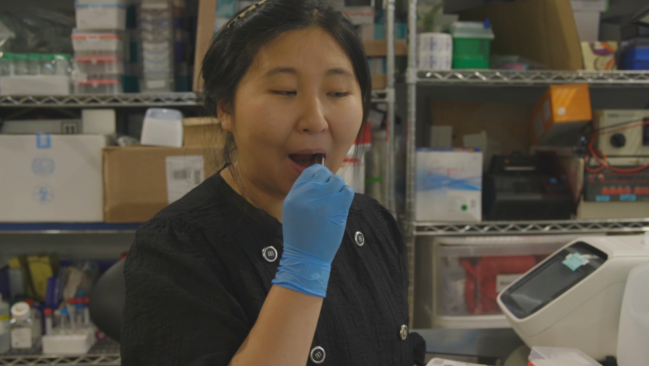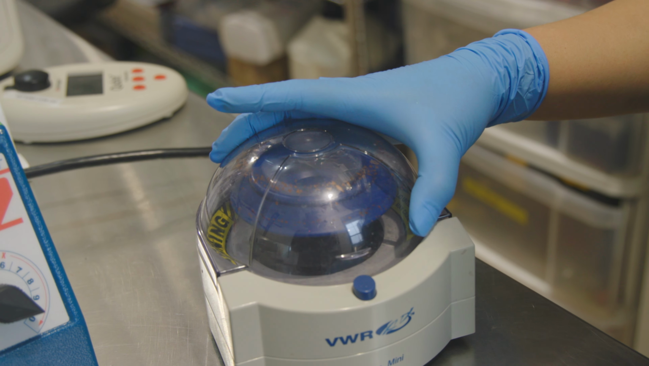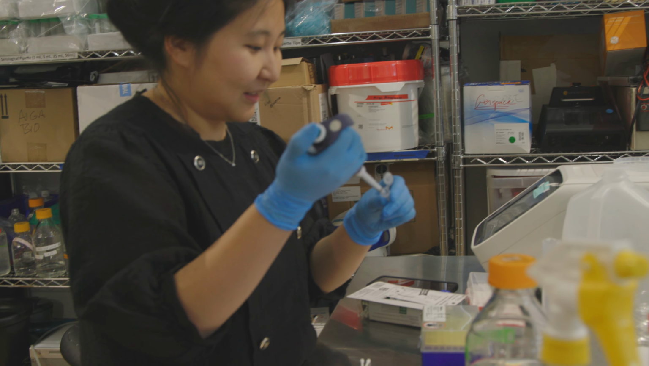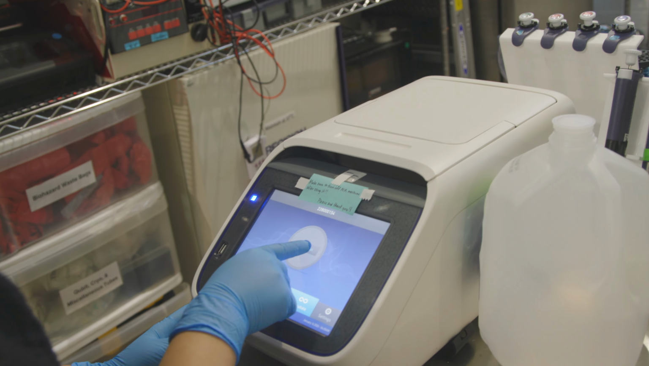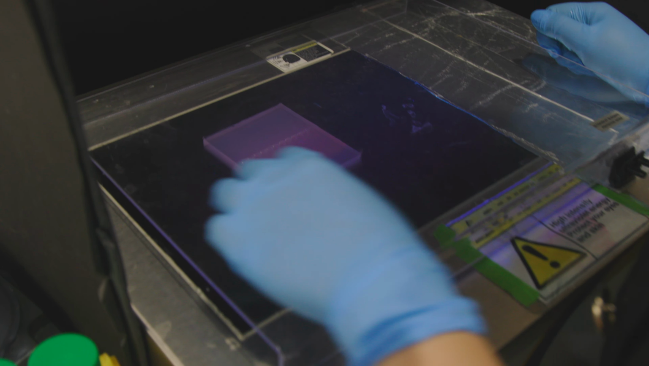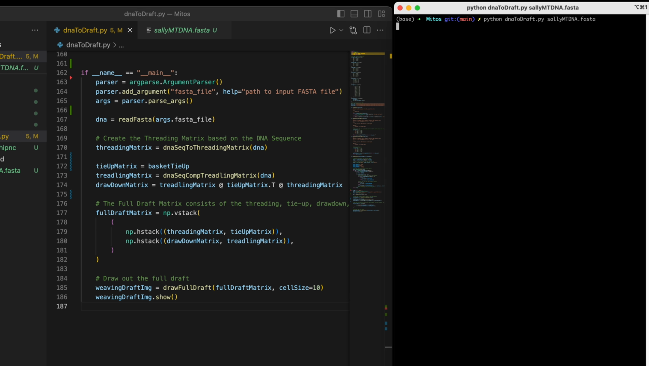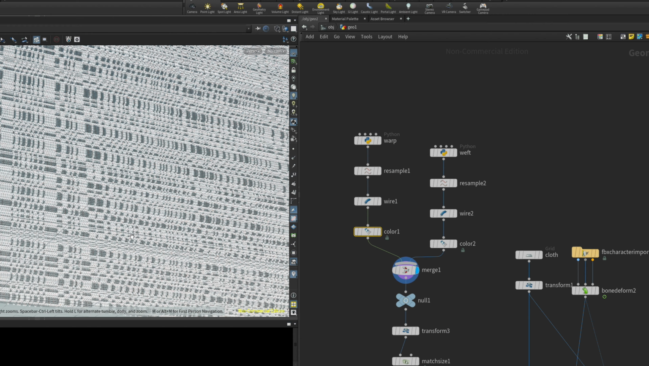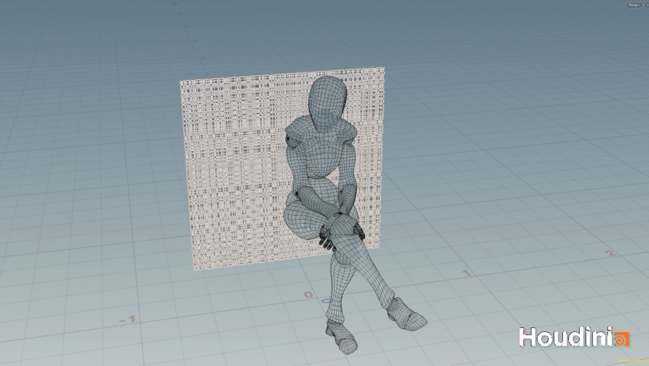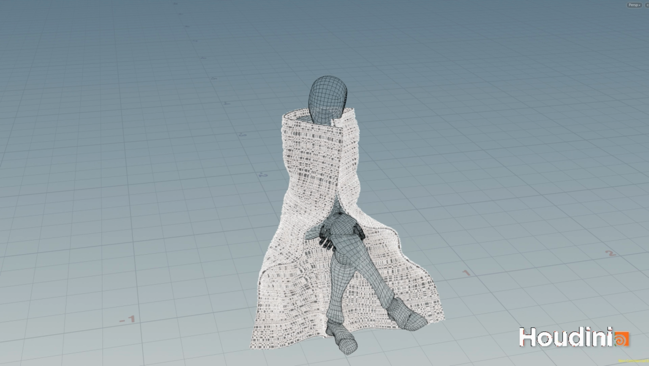To get my mitochondrial DNA sequence, I first started with a swab of my cheek cells. I used a DNA quick extract, and then I did PCR to make multiple copies of my mitochondrial DNA. And then once I got the sequence back, I put it into my Python script to generate the pattern and to understand more of the structural quality. I did a digital simulation of it using Houdini, and at that point I was kind of sold.